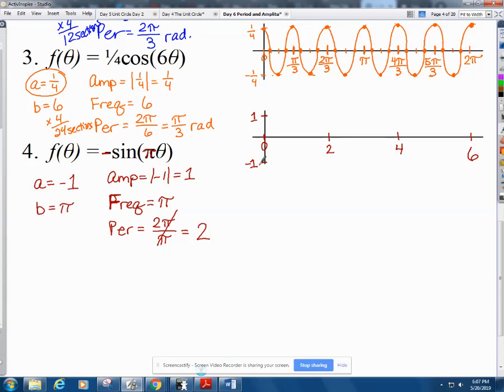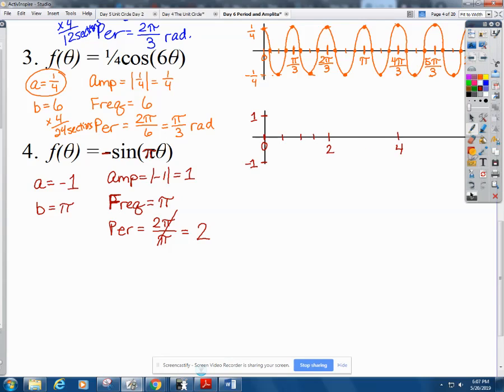And the same idea, the end of the first cycle is going to be at a whole number 2, but I've got to show all 4 of those key points. So split this up into fourths. That wasn't very good. I didn't do a good job. That's what's so good about being able to erase these points.